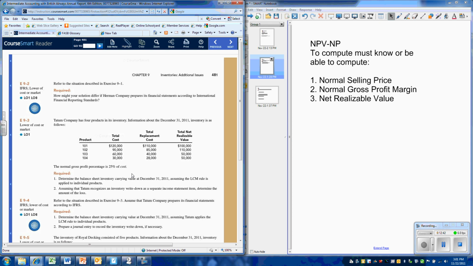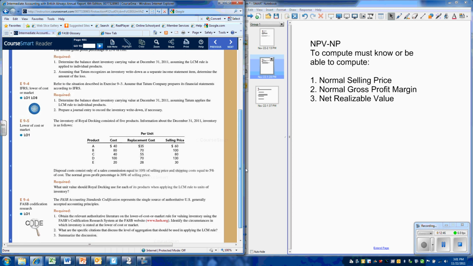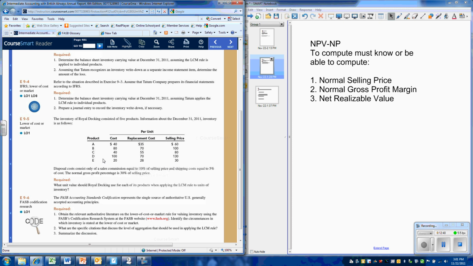For our exam, it's going to follow the more normal approach, I believe, which would be the one given in exercise 9-5. Again, the exotic part of 9-5, if you will, is how we compute the disposal cost. One is based off the selling price, one is based off the cost.